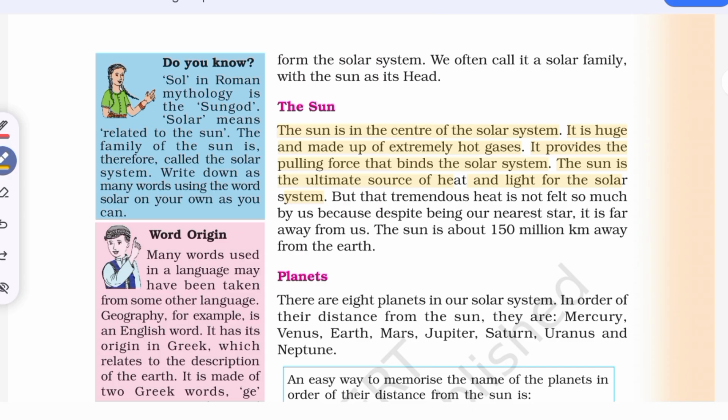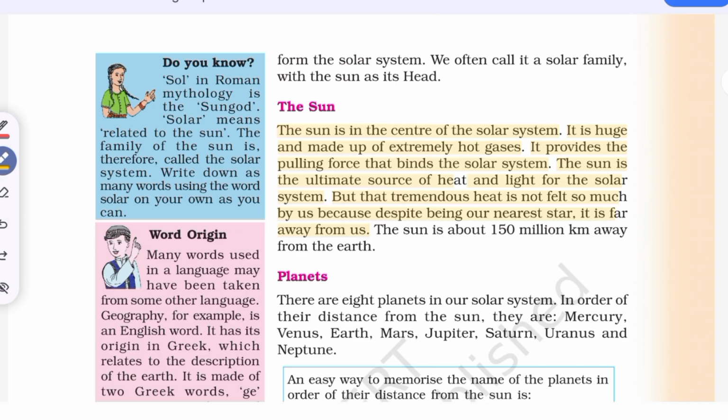But that tremendous heat is not felt so much by us because, despite being our nearest star, it is far from us. The sun has a lot of heat and light, but we do not feel that much heat. You will say in summer it feels hot, but it is not that tremendous heat like it is burning.